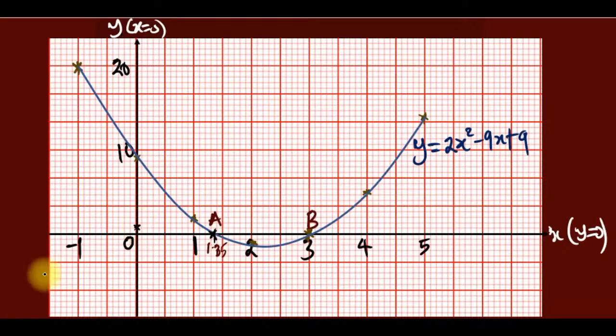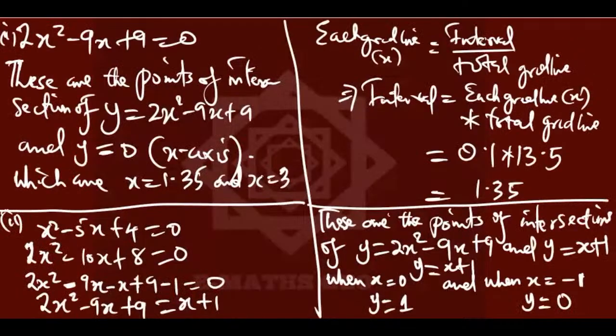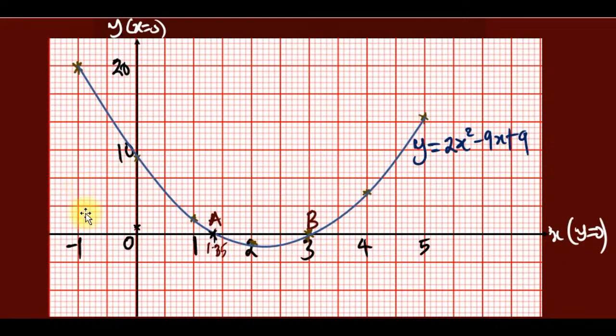Y is 1. So let's check when x is minus 1. Y is 0. When x is minus 1, y is 0. So which is here. So we join, and why join? We draw a line that will cut the curve, because that is the point of intersection. So we draw a very long line so that it will cut the second curve. So we are joining. So let's draw so that it will.